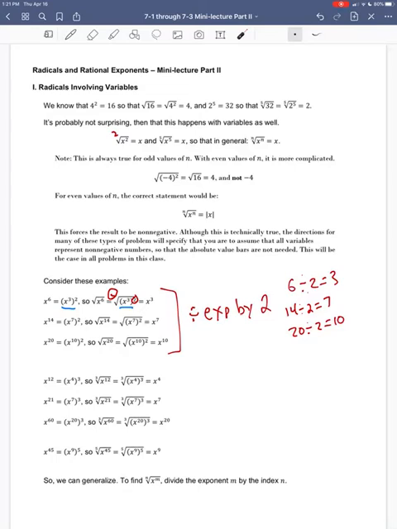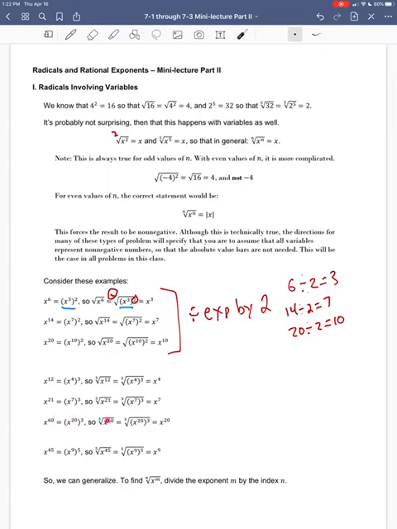This works for other powers as well. If I'm looking at cube roots here, the cube root of x to the 12th or x to the 21st or x to the 60th. Well, 12, 21, and 60, those are all multiples of 3. Right? 12 is 3 times 4, 21 is 3 times 7, 60 is 3 times 20.